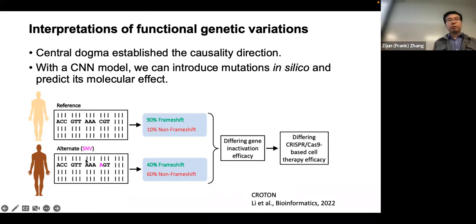But in certain subpopulations, maybe this C will be mutated to an A, right? In this alternative, or single nucleotide variation, genome, we can again apply the same CNN model. And this will tell us that most likely there's only a 40% chance that CRISPR-Cas9 can introduce the frame shift. So what does this tell us? This tells us that by just changing this one letter in your DNA sequence, CRISPR-Cas9 can have a dramatically different gene knockout efficiency. So this can give us insight into whether this will be a good target to apply CRISPR-Cas9 in the presence of different mutations and genetic variations.